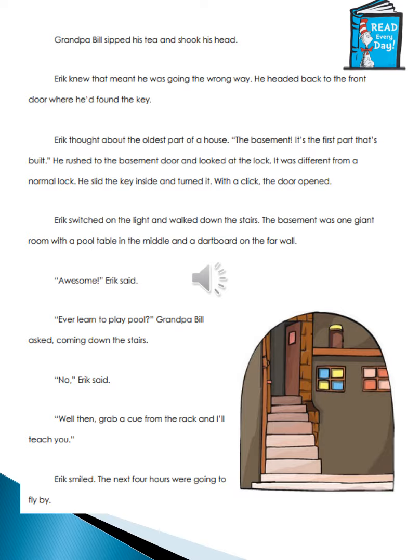He rushed down to the basement door and looked at the lock. It was different from a normal lock. He slipped the key inside and turned it. With a click, the door opened. Eric switched on the light and walked down the stairs. The basement was one giant room with a pool table in the middle and a dartboard on the far wall. "Awesome," Eric said. "Ever learn to play pool?" Grandpa Bill asked, coming down the stairs. "No," said Eric. "Well then, grab a cue from the rack and I will teach you." Eric smiled. The next 4 hours was going to fly by.